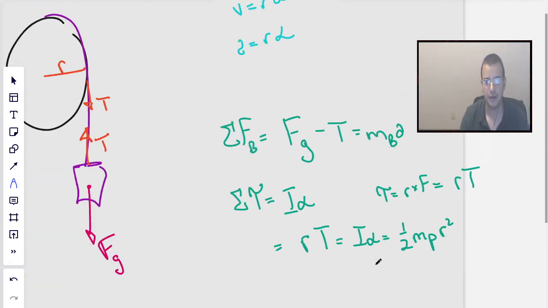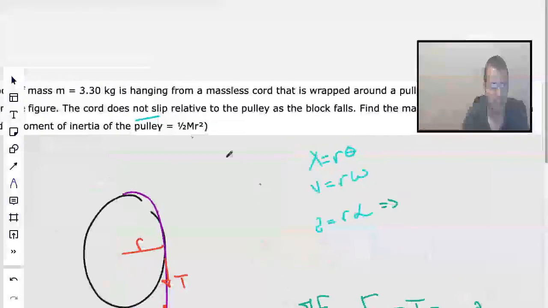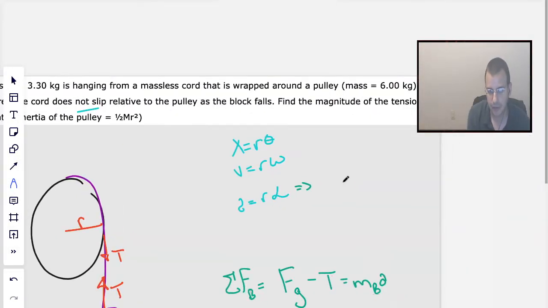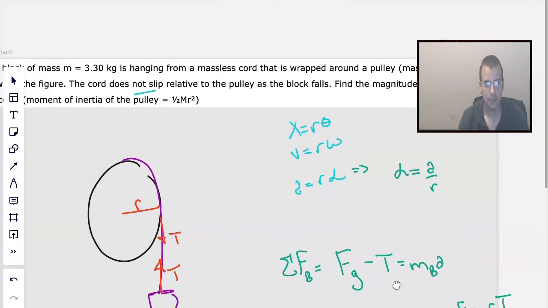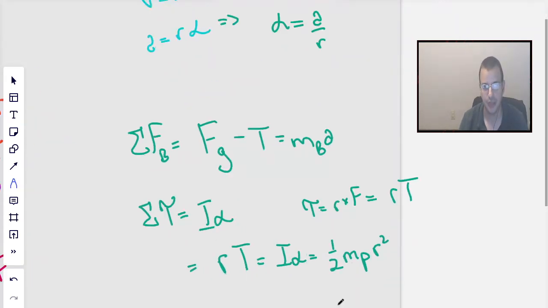times alpha. Now I'm going to rewrite alpha real quick. We said a equals r alpha. We got that from the phrase does not slip. Therefore, alpha, if we rearrange this, is going to be acceleration over r. And I want to write this in terms of acceleration because we could use angular acceleration either, I just feel more comfortable with linear, so I'm going to go with that.